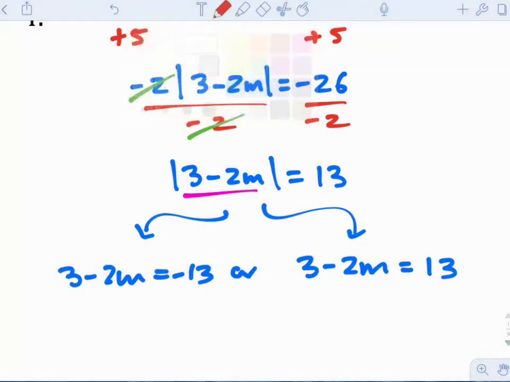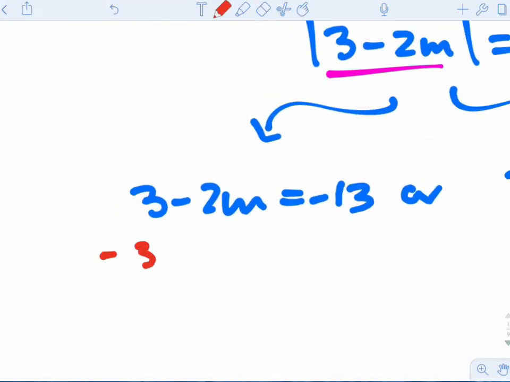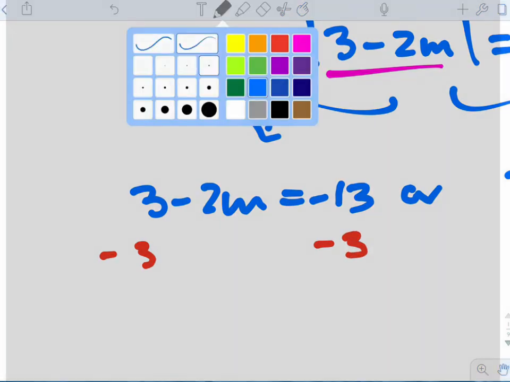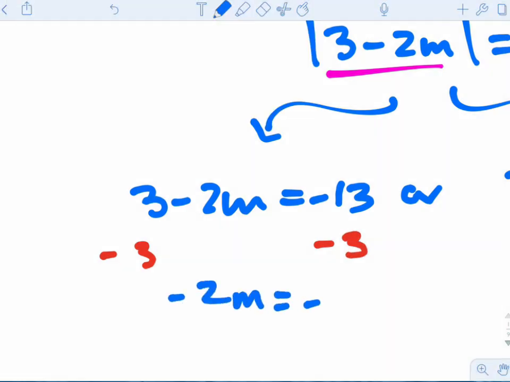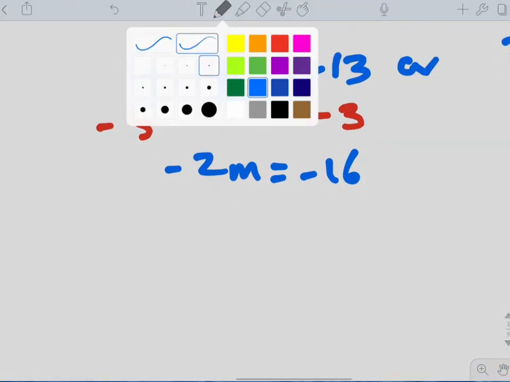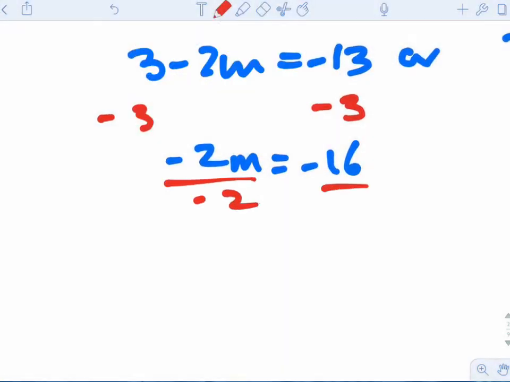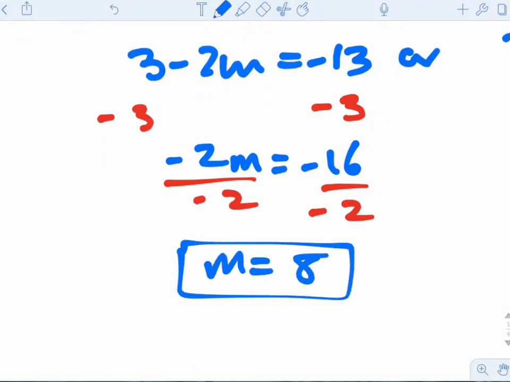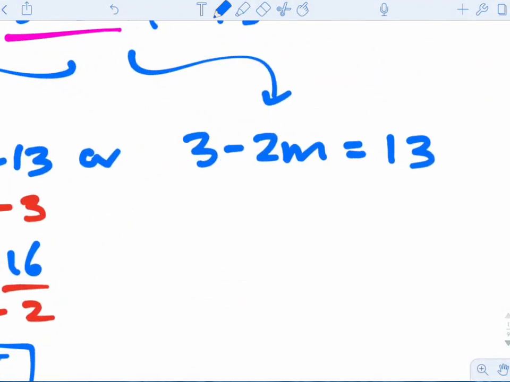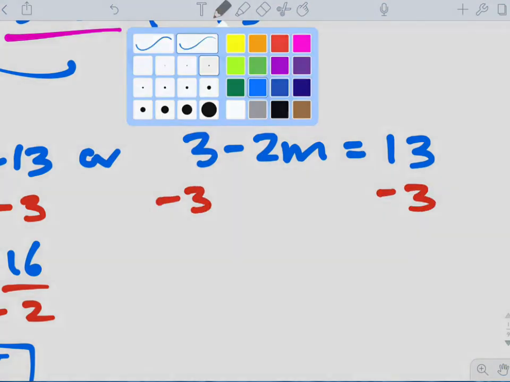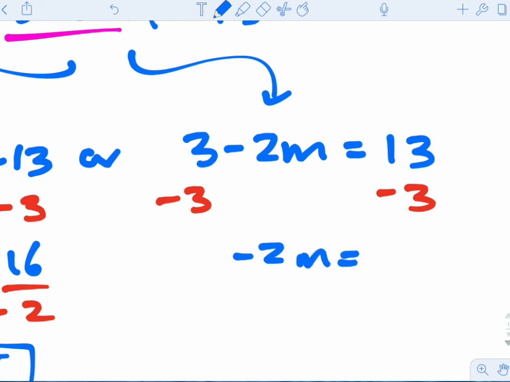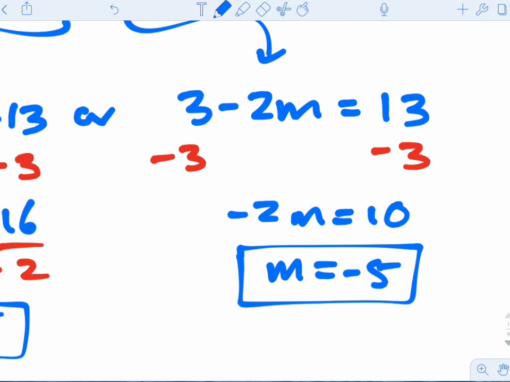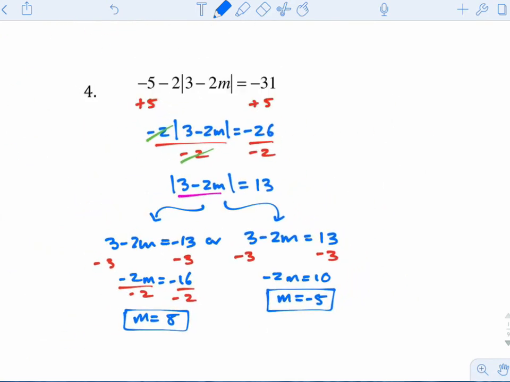I'll start with the one on the left. Let's subtract 3 from both sides. Negative 2m equals negative 16. We'll divide both sides by negative 2, and we end up with m equals 8. That's one of our solutions. On the other side, it's the same thing. We subtract 3 from both sides. We get negative 2m equals 10, and therefore m equals negative 5. So we've got our two solutions to our original absolute value equation.